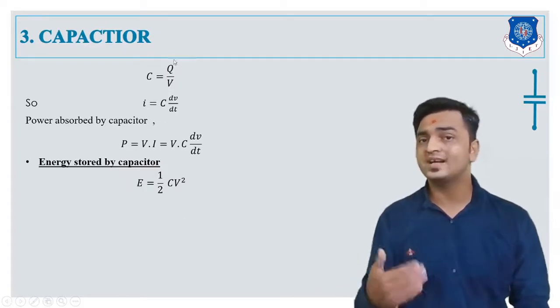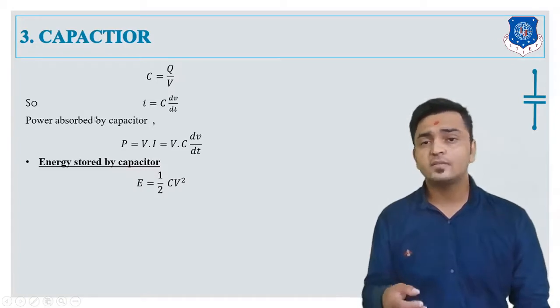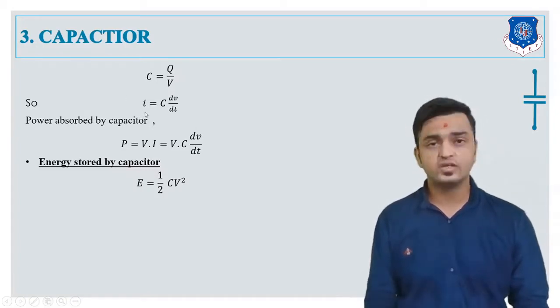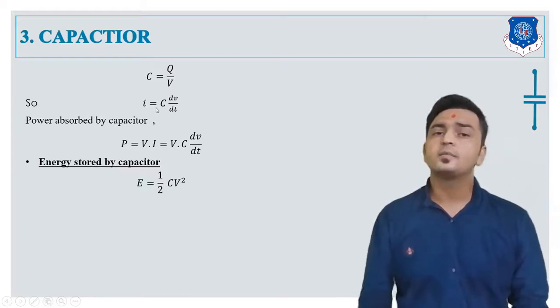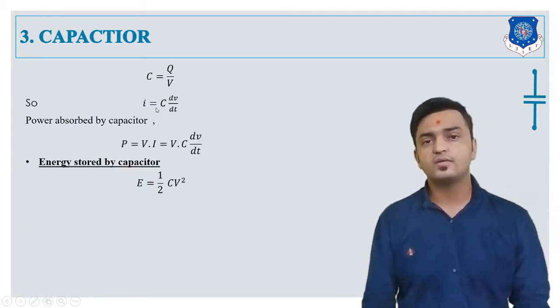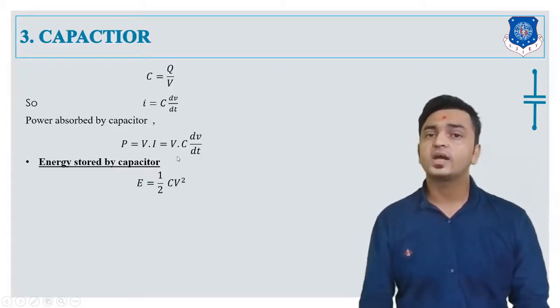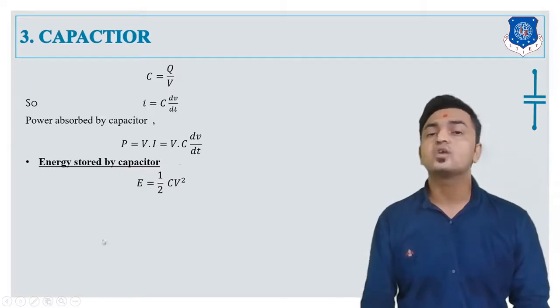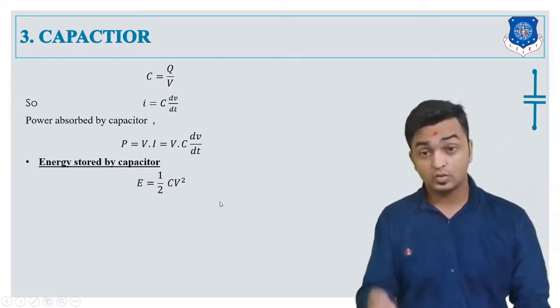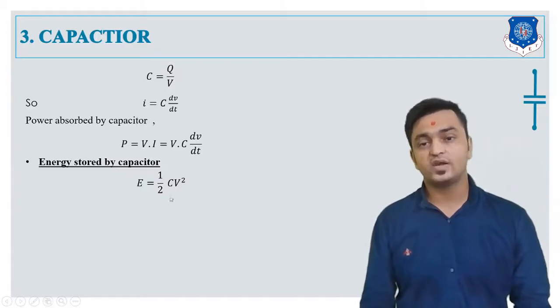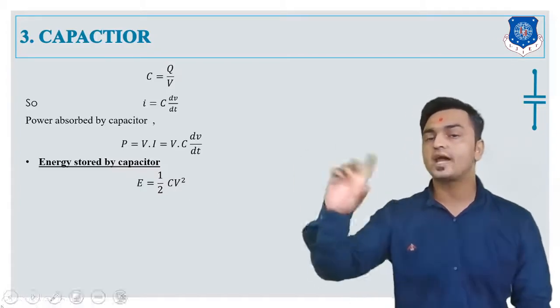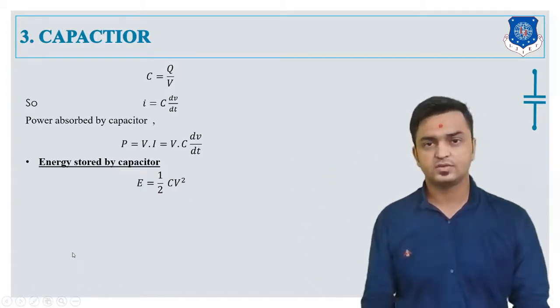Based on this equation we can derive the value of the current, and that is given by I is equal to C dV by dt. Based on this we can derive the power for capacitor, P is equal to VI, and if we put this value we can define the power for capacitor. Based on that we can define the energy stored in a capacitor by 1 half C V square, where C is capacitance and V is voltage across the capacitor.